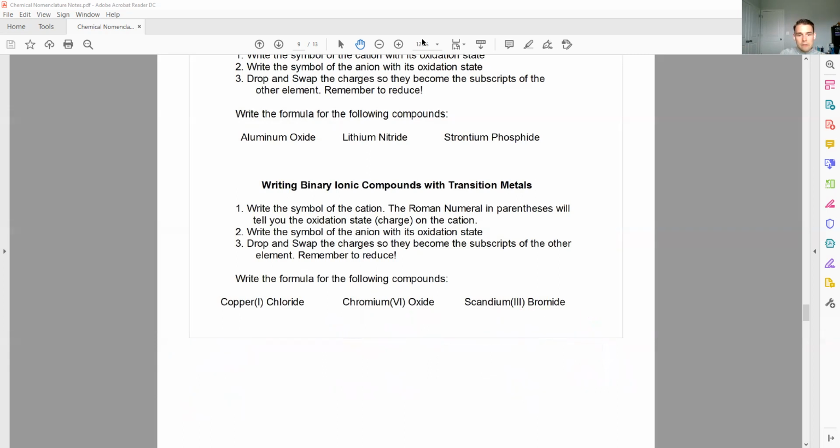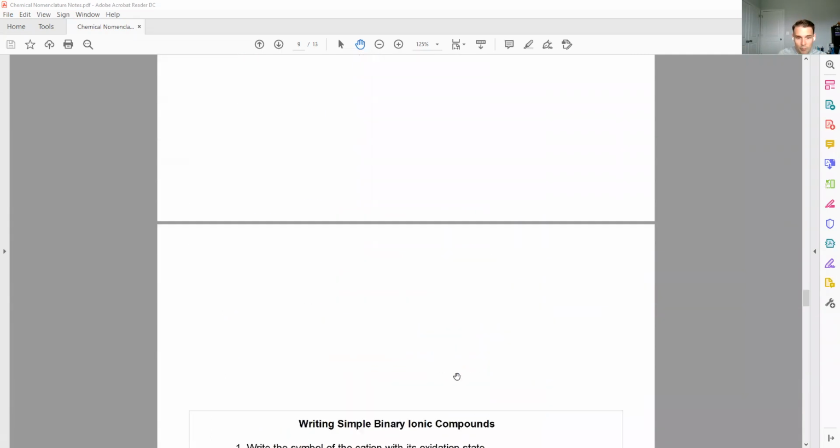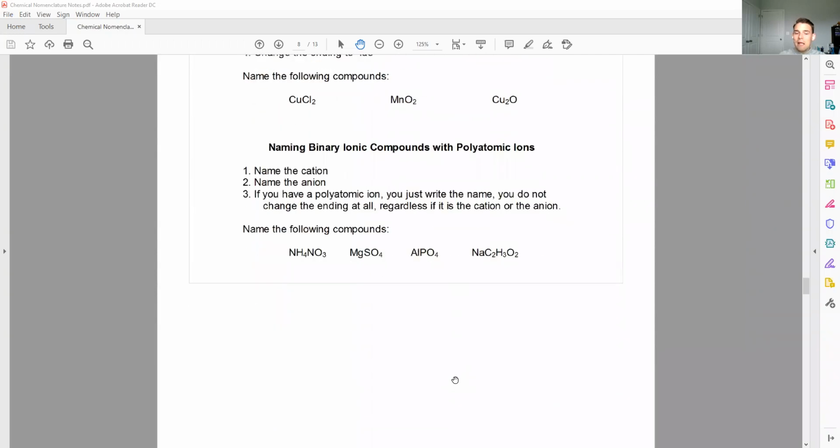Okay, I'm going to clear this. And then we have one more type left, and that's naming ionic compounds with polyatomic ions. Now, hopefully in module 3, lesson 1, you already looked at the polyatomic ions and started memorizing them. This is going to be so much easier once you know those polyatomic ions. But a polyatomic ion, as a brief introduction, is just a group of covalently bonded atoms that have a charge, and therefore they can be an ion.